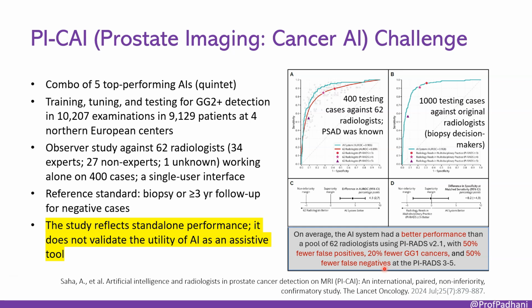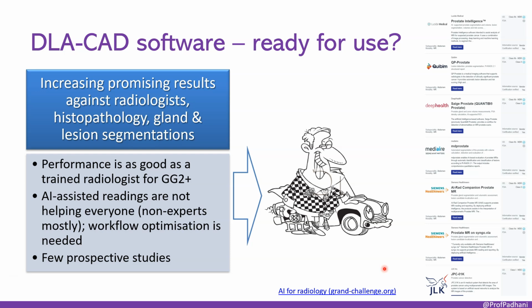Which leads to the big question on slide 9. Is this stuff ready for your routine clinical use? Well, the performance data, like from PICAI, is promising, especially for finding those GG2 plus cancers. But Professor Patani added some important caveats for you.